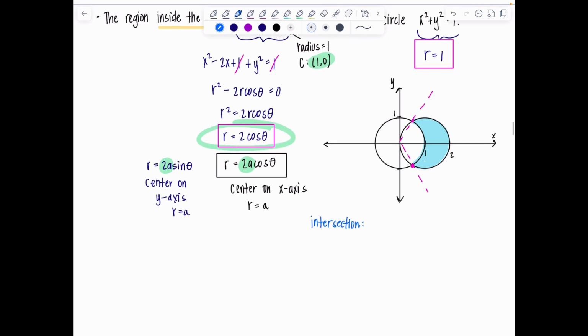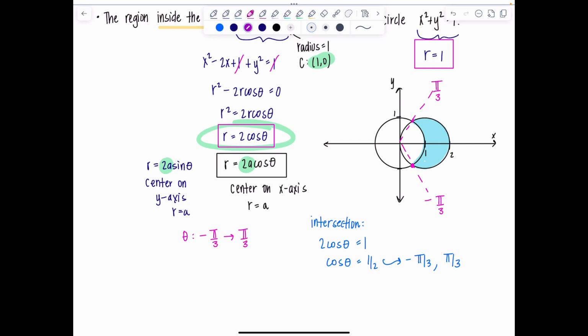So 2 cosine theta is 1. That means cosine theta is 1/2. When is cosine theta 1/2? At negative pi over 3 and at pi over 3. Okay, so that's where this is. Yay, now we know that. So those are my limits for theta: negative pi over 3 to pi over 3.